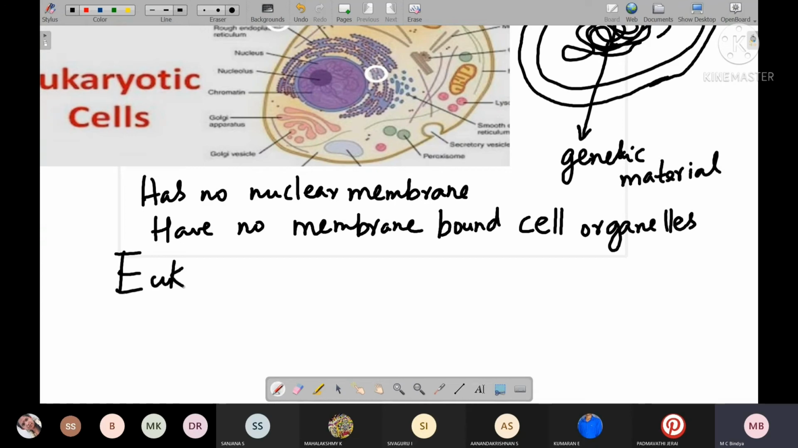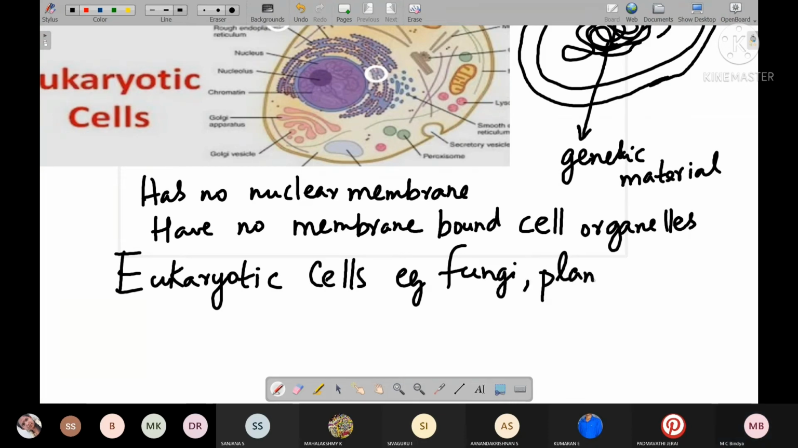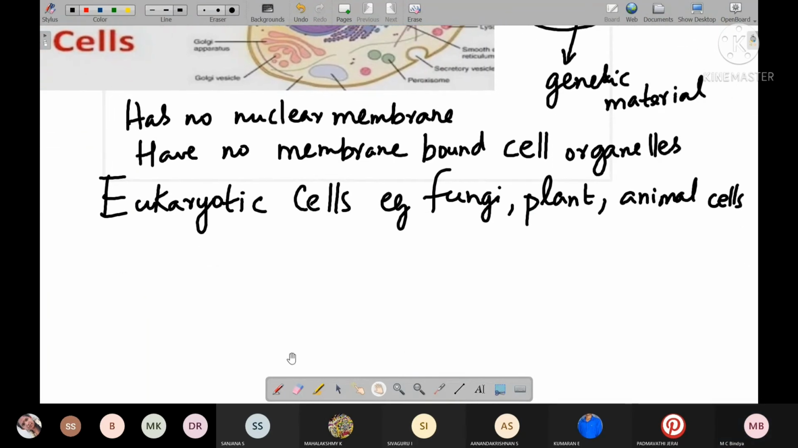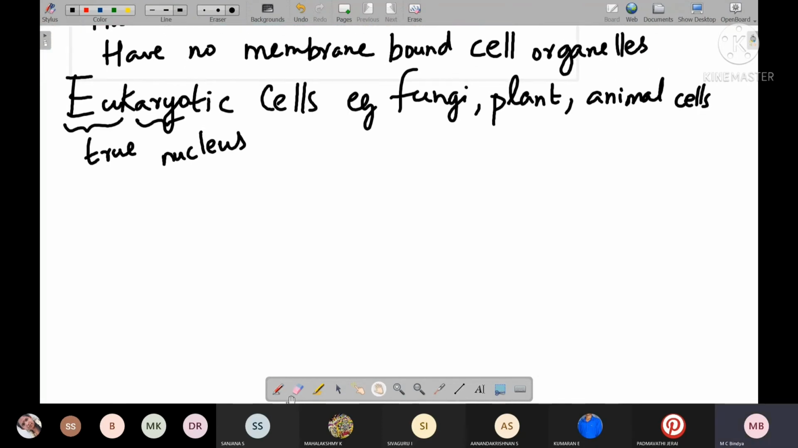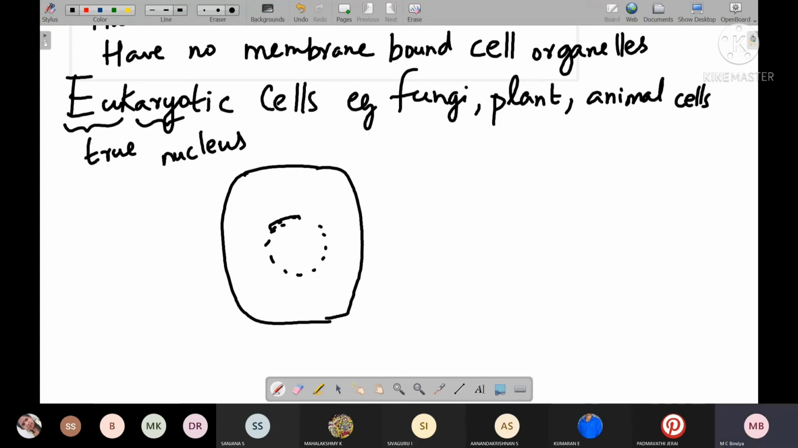Now coming to eukaryotic cells. Examples of eukaryotic cells are fungi cells, plant cells, animal cells. All these cells have a true nucleus. The meaning of eu means true. Karyon means nucleus. Like for example, I'm drawing here an animal cell. So the animal cell has a nucleus. The nucleus is surrounded by a nuclear membrane. They have a nuclear membrane. See, an animal cell has a nuclear membrane.